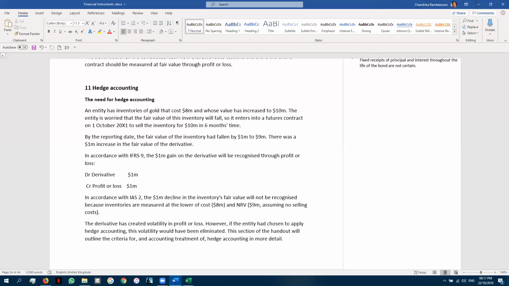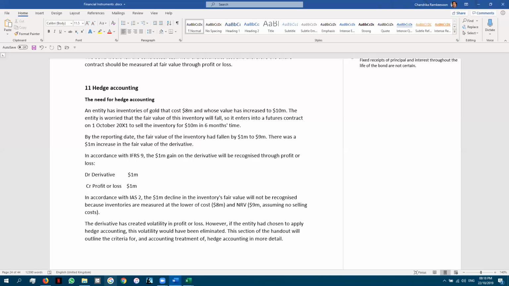The derivative has created volatility in the profit or loss. The reason why we say it has created volatility is there's a sudden increase of 1 million in the profit or loss. Now, of course, you might say, well, there's nothing wrong with that. Remember, it could have gone the other way, by the way. However, if the entity had chosen to apply hedge accounting, this volatility would have been eliminated, and I'll show you how in a little while.